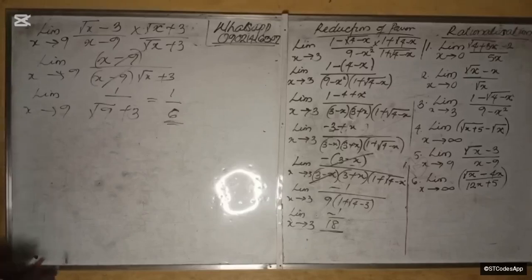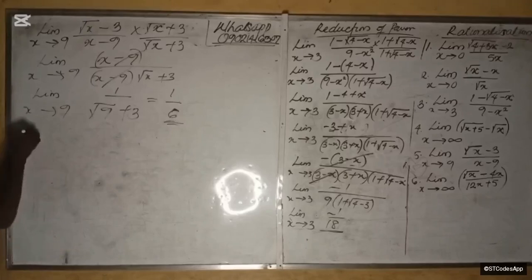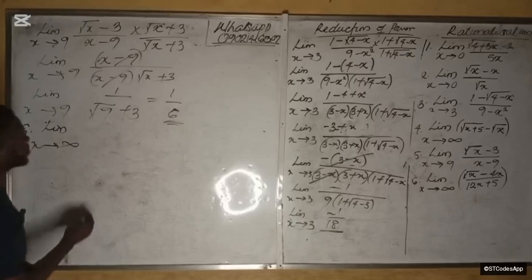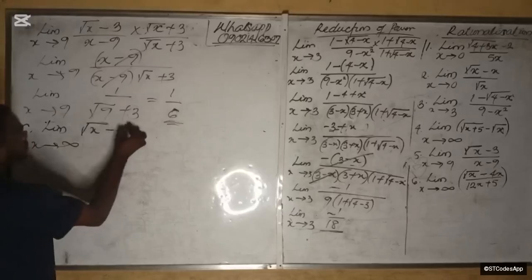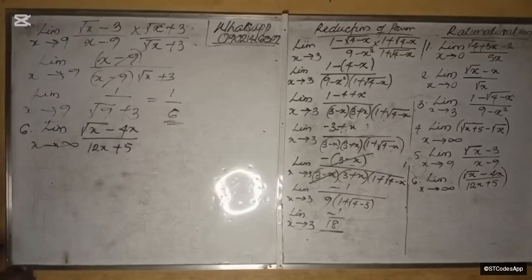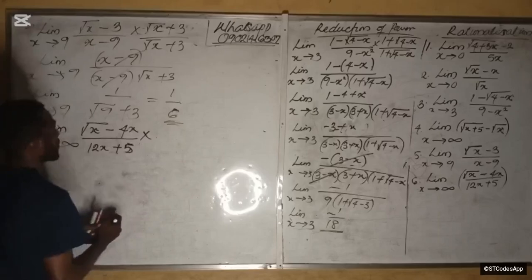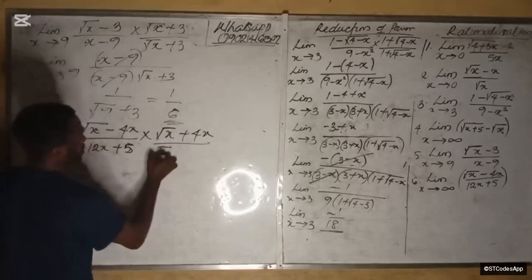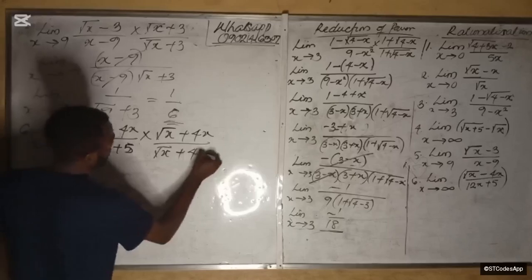Thank you. So then the last one, you see, I solved it. The limit as x approaches infinity again of root x minus 4x all over 12x plus 5. Okay? So if you want to do this, you rationalize the same way. You multiply by square root of x plus 4x all over the square root of x plus 4x.